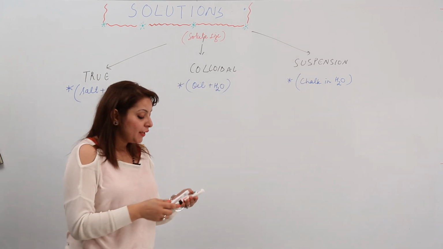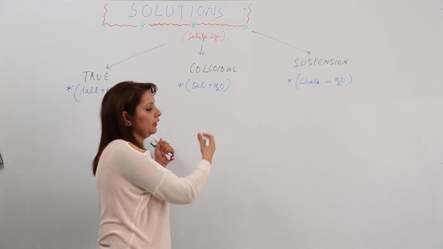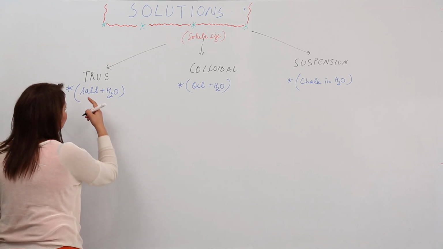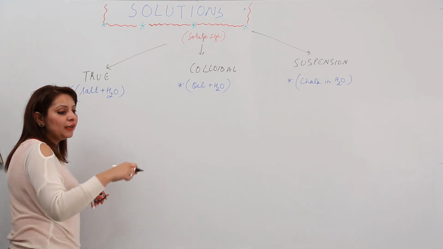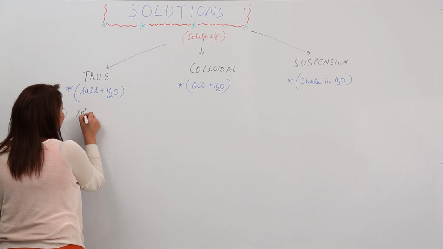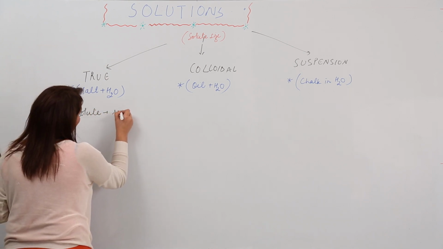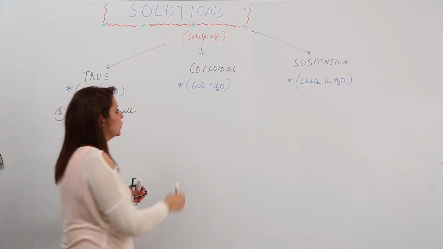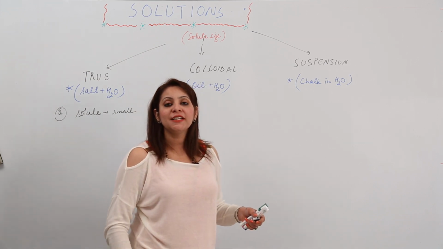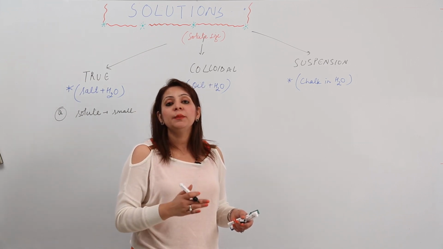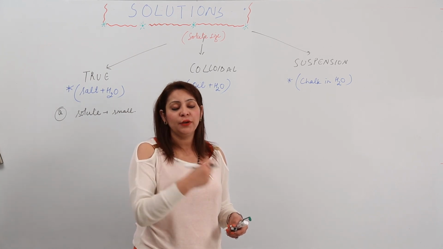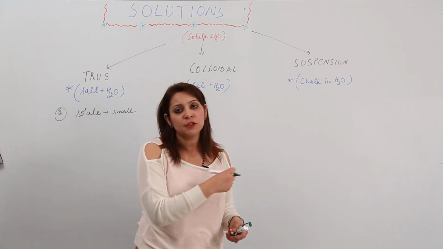Now we'll consider what differences they actually have among themselves. So first is the true solution. You must be familiar with it. If you dissolve salt in water and stir it, you will get a homogeneous mixture. That means in true solution, the solute particle is too small. First we'll take up the suspension, because the colloidal solution has properties intermediate between the true solution and the suspension. So it will be comfortable for you to study the true solution and the suspension first, and then you can make out the moderate properties that lie between them.